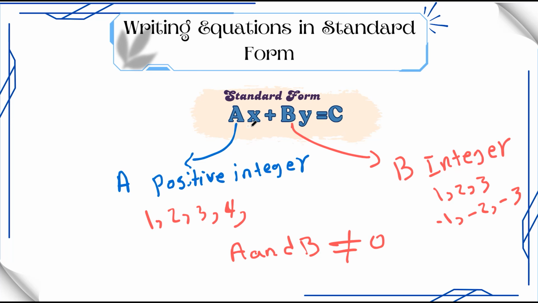Then our problem here is to make the coefficient, or the number opposite x, a positive integer, and the number opposite y any integer. This means we can't write A and B as a fraction or decimal. Let's solve some questions.